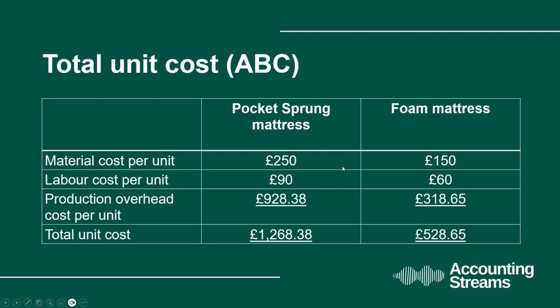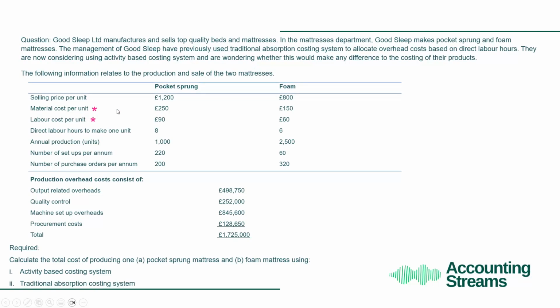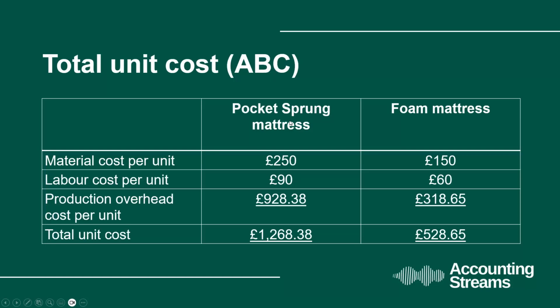So our total unit cost for pocket sprung mattress will be the direct cost, which is material cost and labor cost, plus the production overhead cost. So you see in the question, our material cost per unit for pocket sprung is £250, and the labor cost for pocket sprung mattress is £90 per unit. And for the foam is £150 material cost per unit and £60 for the labor cost per unit. Okay, and that's what we have here.